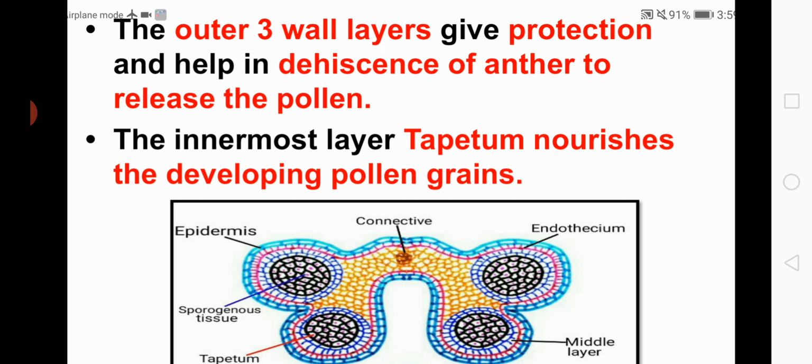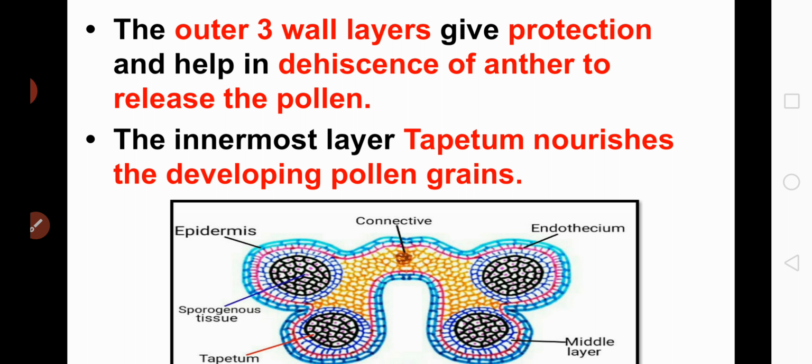Once again I'll repeat the structure. Each microsporangium contains 4 wall layers: epidermis, endothecium, middle layer and tapetum. The first 3 wall layers give protection and help in dehiscence, or help in splitting of the anther to release the pollen grains. Whereas the function of the tapetum is to give nourishment to the developing pollen grains. Is that clear?